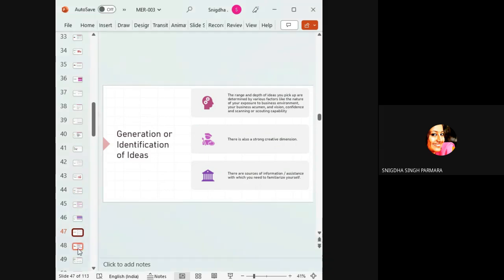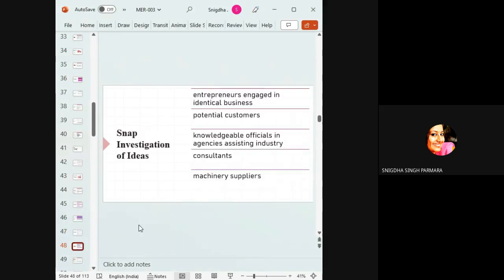Next step is snap investigation of ideas. Snap investigation of ideas means, see, just generating a business idea is never complete enough, is never good enough, is never going to get you success. You need to examine how viable it is, how feasible it is.